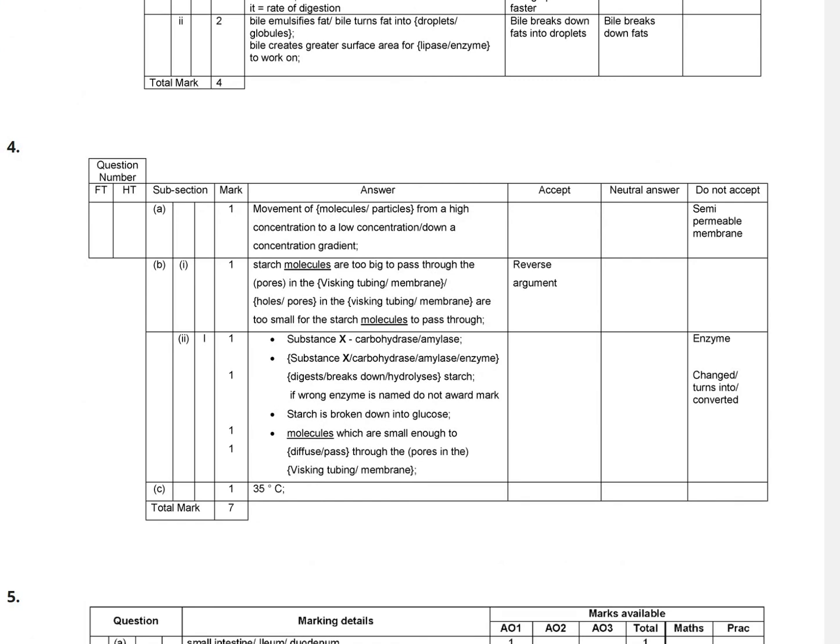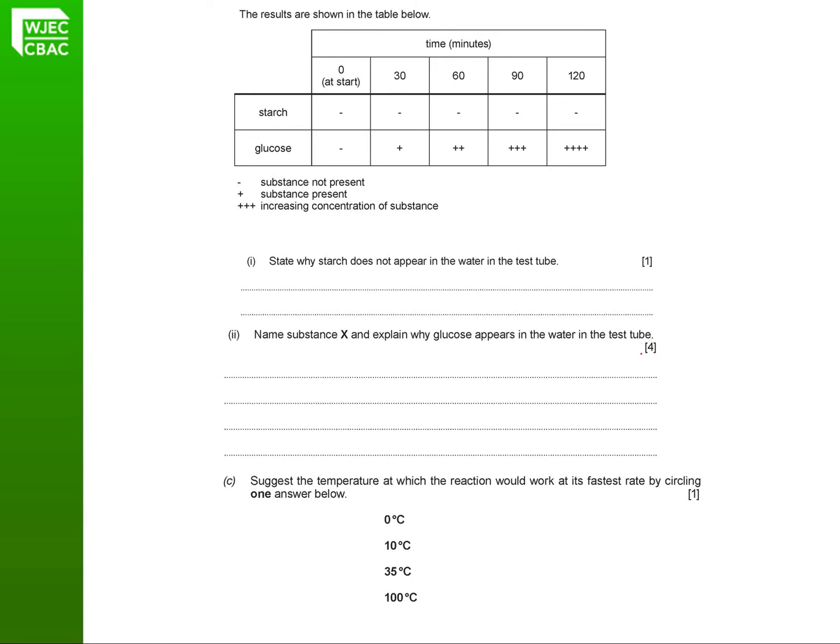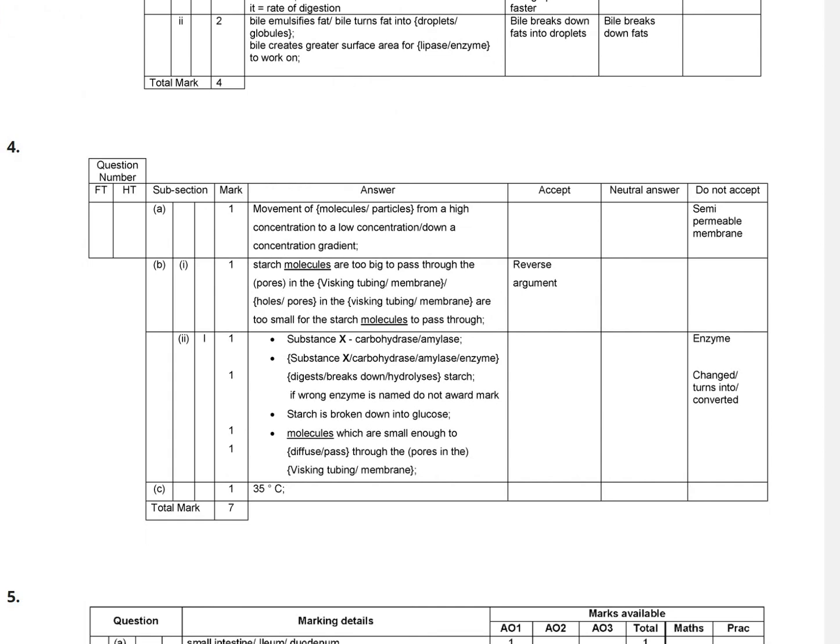So if we look at the mark scheme, you can see that the first mark that's available for this question, so this answer is out of 4, is for saying that substance X must be either amylase or a carbohydrase enzyme. The second mark is for saying that the amylase would digest the starch. The third mark for saying that the starch would be broken down into glucose. And then the fourth mark for saying that the glucose then is small enough to pass through the pores or go through the holes in the Visking tubing into the water.